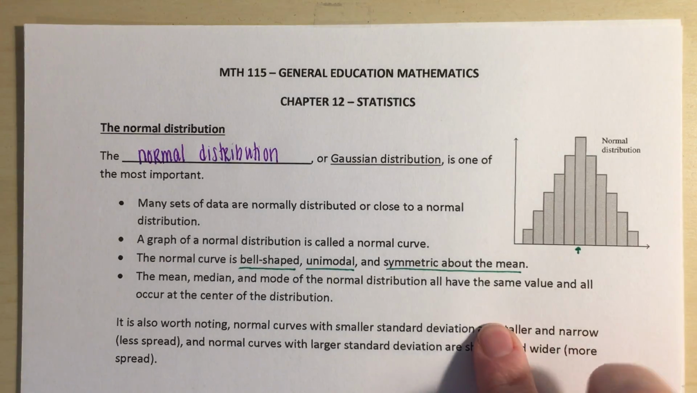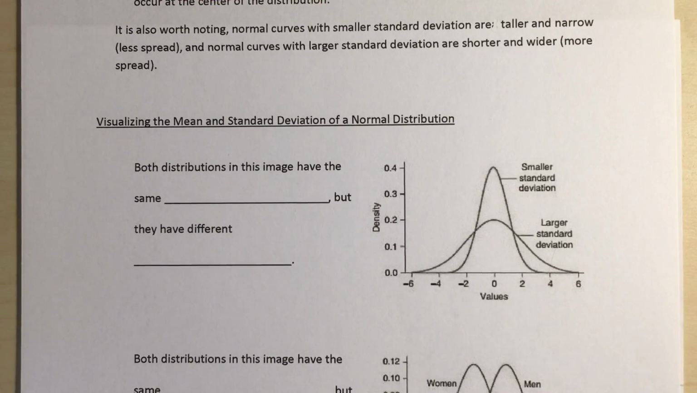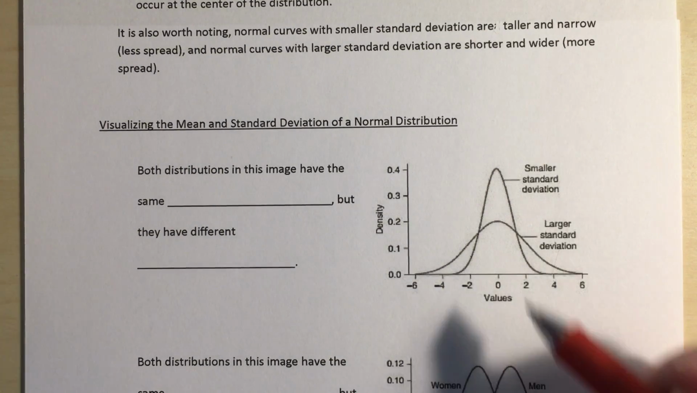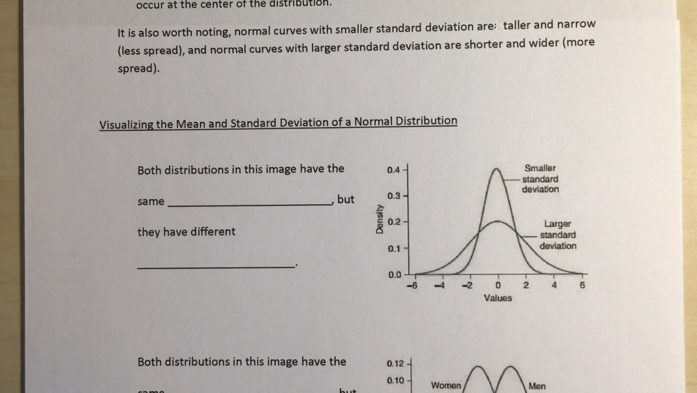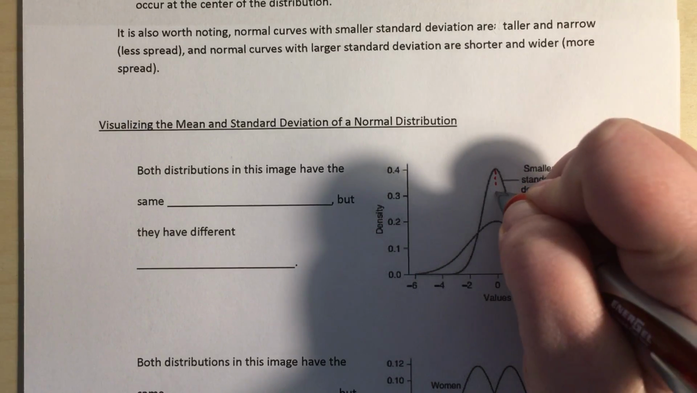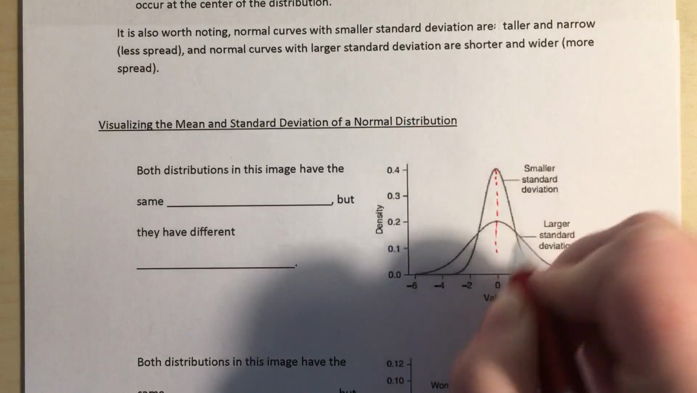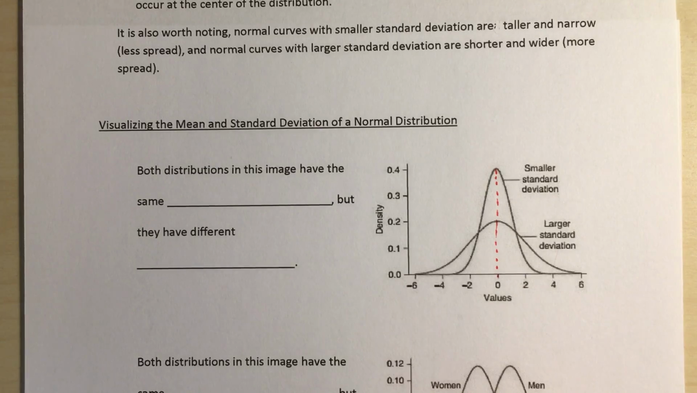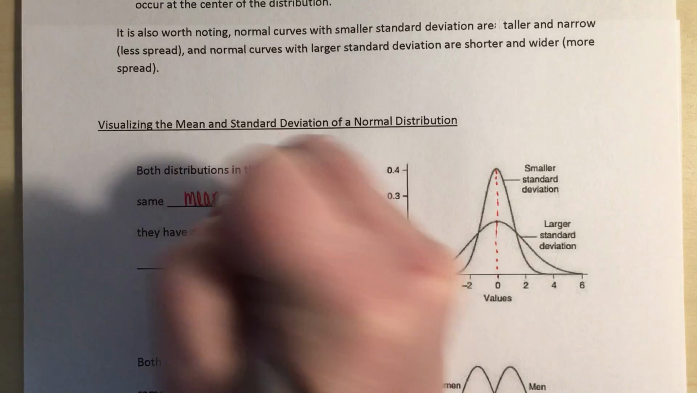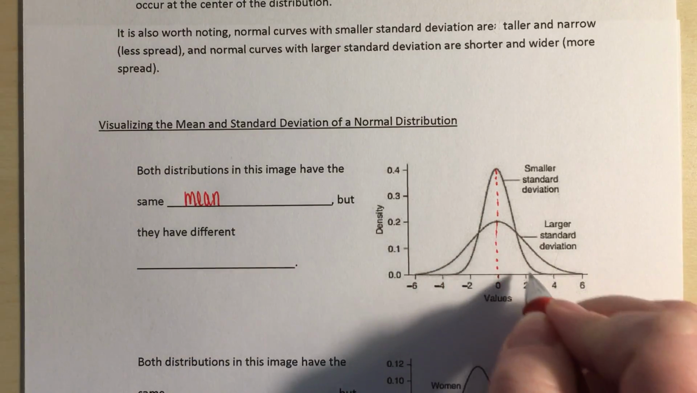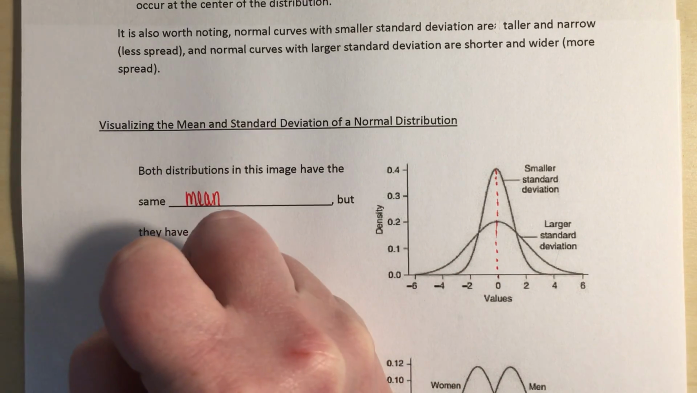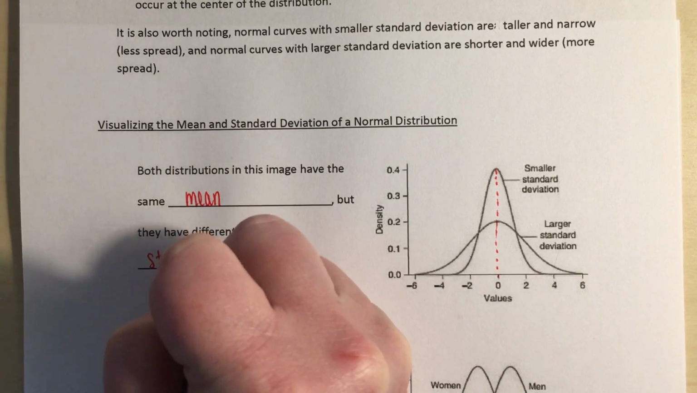So what we're going to look at in the example below is just visualizing a little bit with our mean and our standard deviation of a normal distribution. All right, so in this case, we see two curves. One is taller, one is shorter and wider. In both cases, if we were to draw a dotted line down the middle here, it looks as though we're going down the middle of both of these curves. That means that both distributions in this image have the same mean, but since they are different heights and they are taller and skinnier, wider and more spread out, they have different standard deviations because standard deviation has to do with spread.